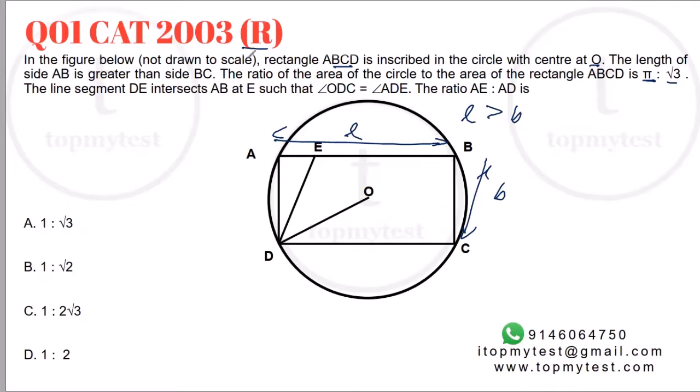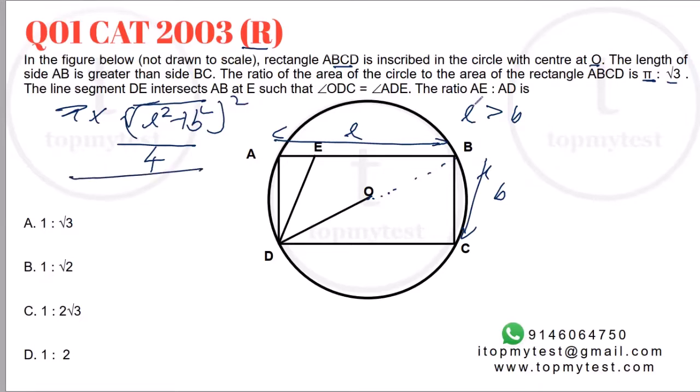Area of the circle will be pi r square. What is the radius? The diameter will be same as the diagonal, right? So if you know the diameter, it will be pi into d square by 4. So pi times the diameter, which is root of L square plus B square, that's the diagonal, divided by 4, this one squared, to the area of the rectangle LB. This is pi by root 3, right? We'll come to this later.